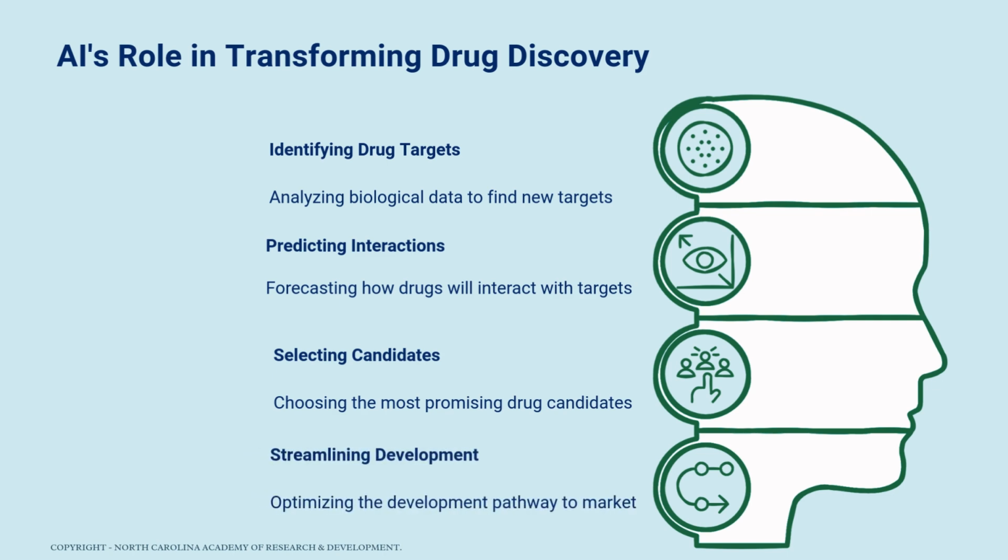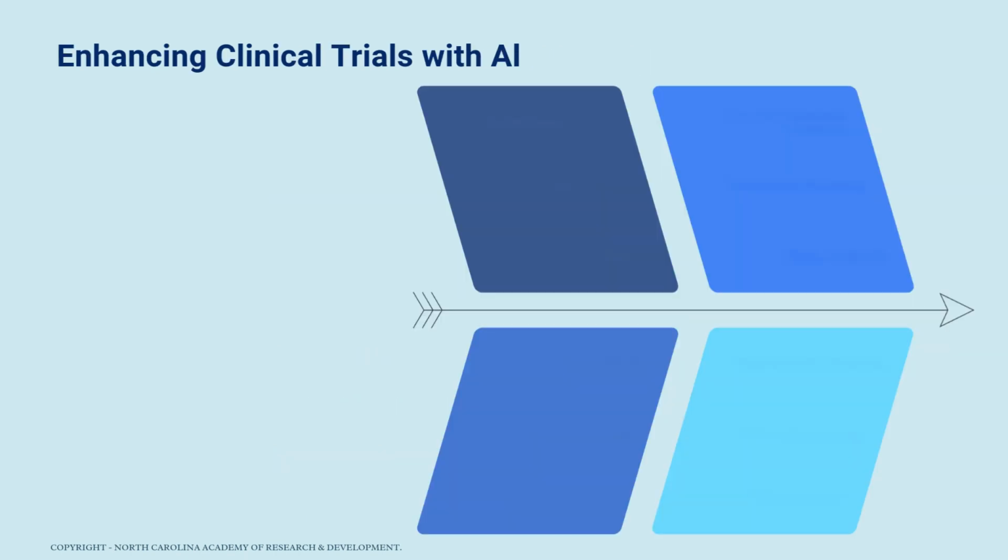Streamlining development. AI streamlines the drug development pathway by optimizing clinical trial designs, patient recruitment, and monitoring. This leads to more efficient trials and accelerates the time to market for new drugs. By integrating AI into drug discovery, the process becomes more efficient, cost-effective, and precise, ultimately leading to the development of better therapies for patients.